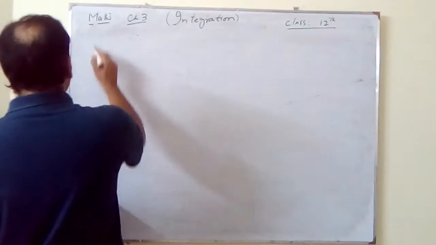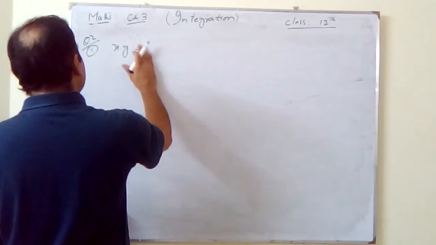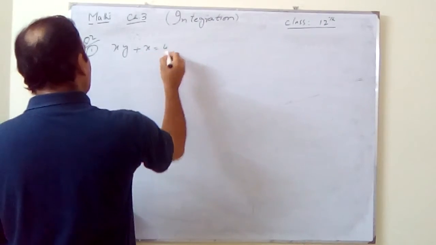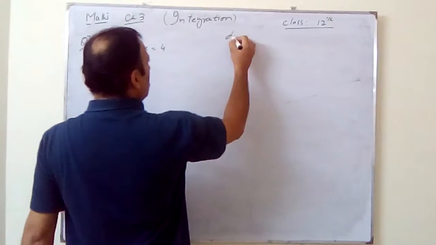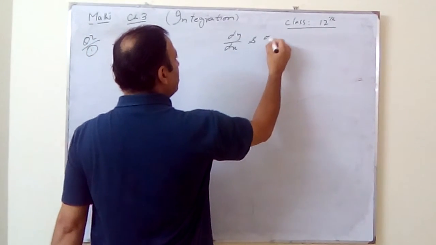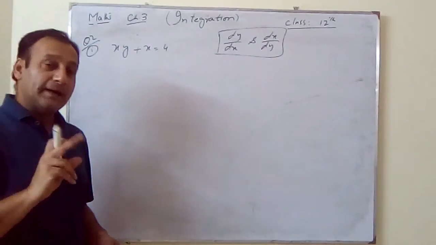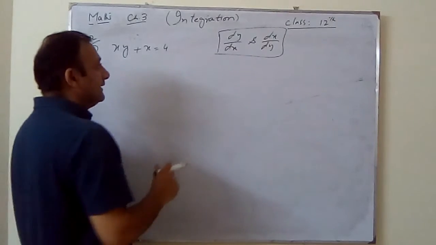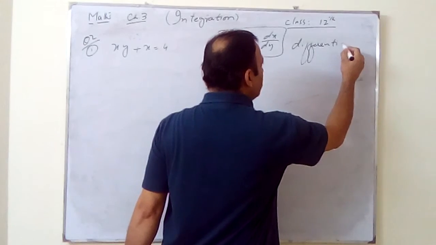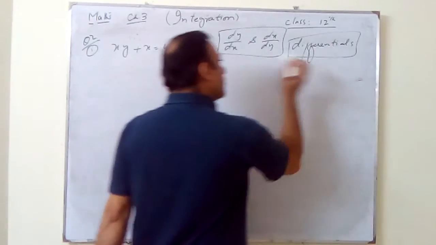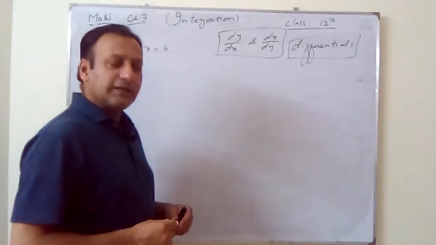The equation is xy plus x is equal to 4, and he is saying in the question to find dy over dx and dx over dy. We have to find these two, but in the question he is saying using differentials. What does it mean? I told you that a differential is just like a derivative.